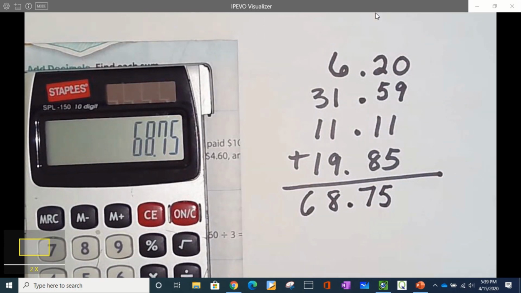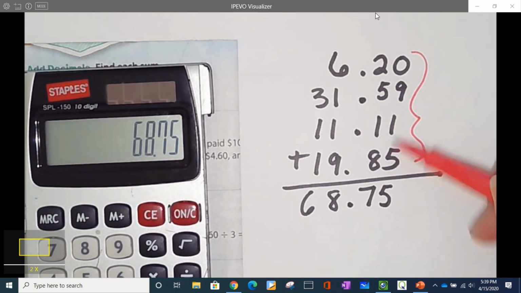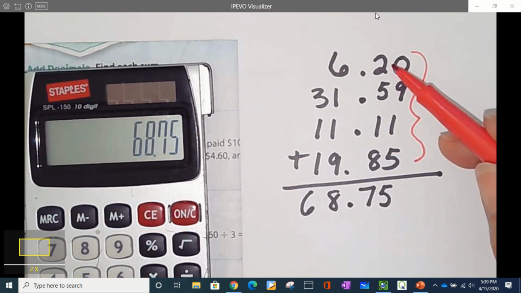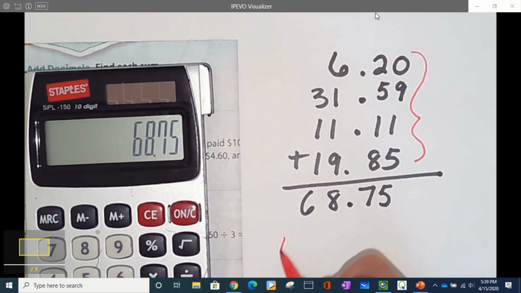Now if I really wanted to show you a trick, this is going to be part of what you're going to learn. Very easy. I'm going to find the average of these total, 68.75. So basically I take these 4 items and divide, because you take the number of items you have and divide it into the total to find the average.